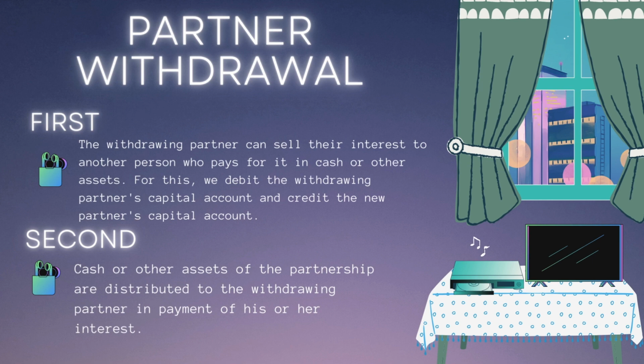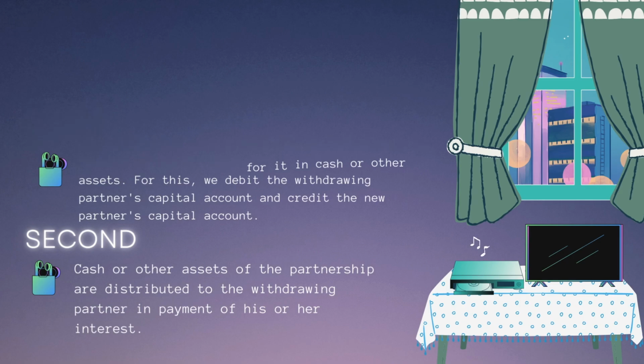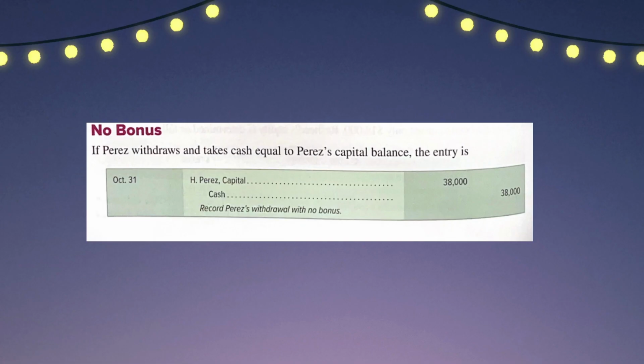Partner withdrawal. First, the withdrawing partner can sell their interest to another person who pays for it in cash or other assets. For this, we debit the withdrawing partner's capital account and credit the new partner's capital account. Second, cash or other assets of the partnership are distributed to the withdrawing partner in payment of his or her interest.